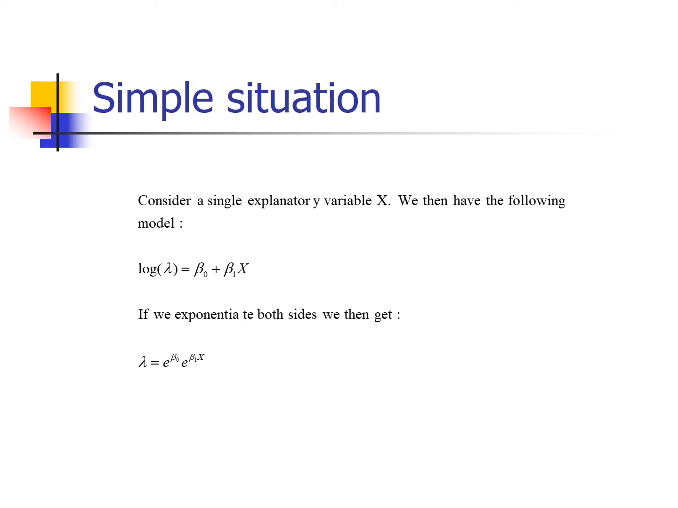So let's start with a relatively simple situation. Consider a single explanatory variable x. We have a model that looks like this: log lambda is equal to beta naught plus beta 1x. Of course, exponentiating both sides, we would get lambda.